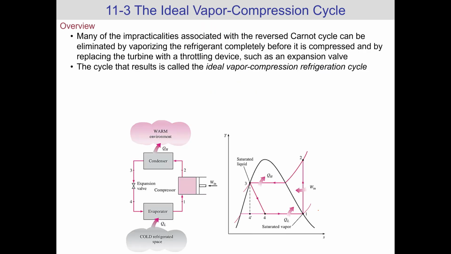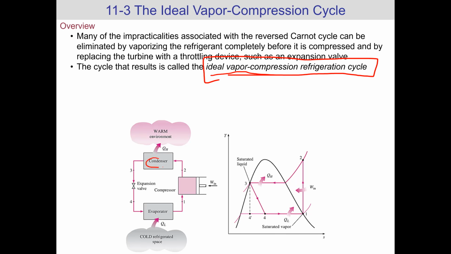So many of the impracticalities associated with the reverse Carnot cycle can be eliminated by vaporizing the refrigerant completely before it is compressed, and by replacing the turbine with a throttling device such as an expansion valve. The cycle that results is called the ideal vapor compression refrigeration cycle. And that is what I'm going to explain in this slide.